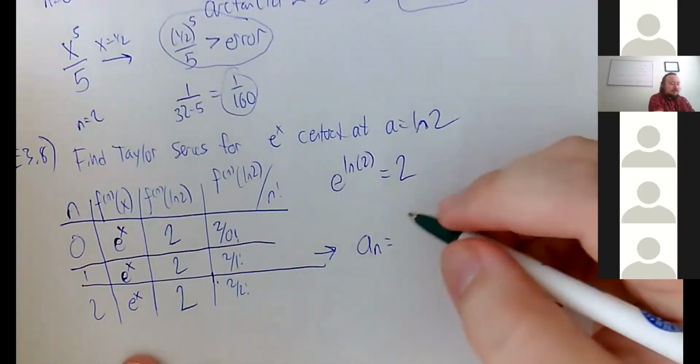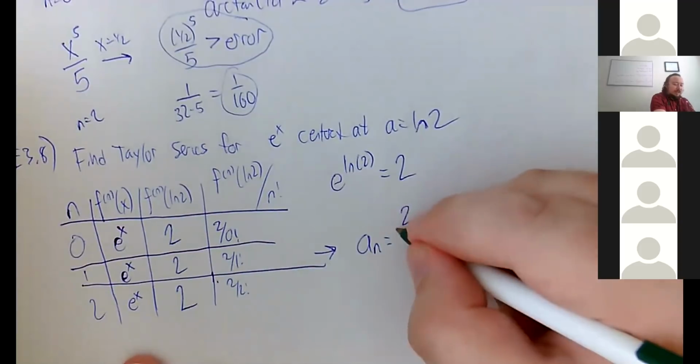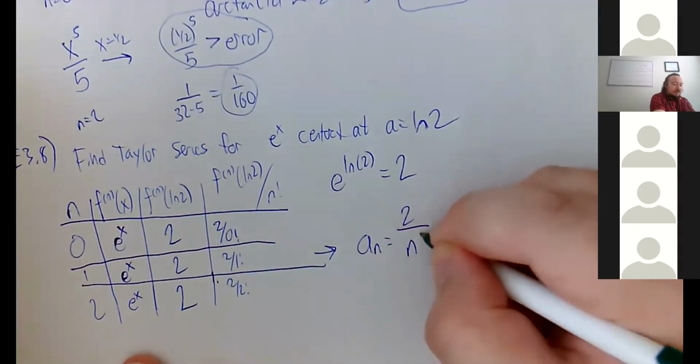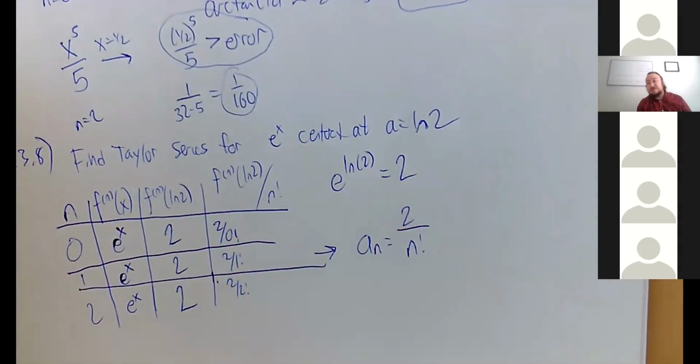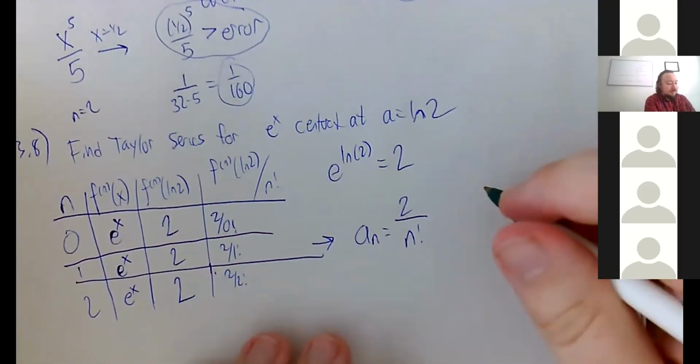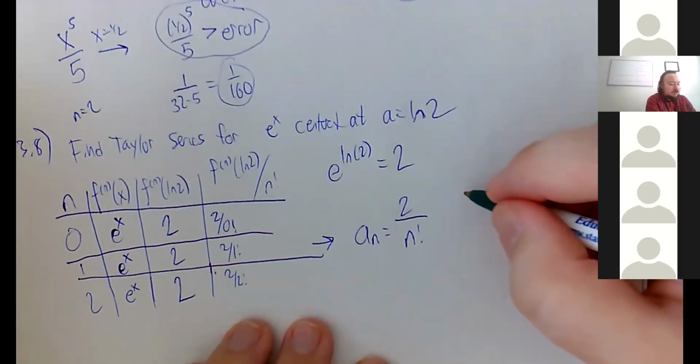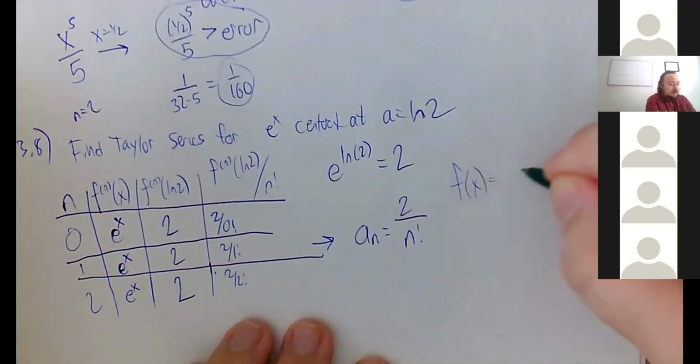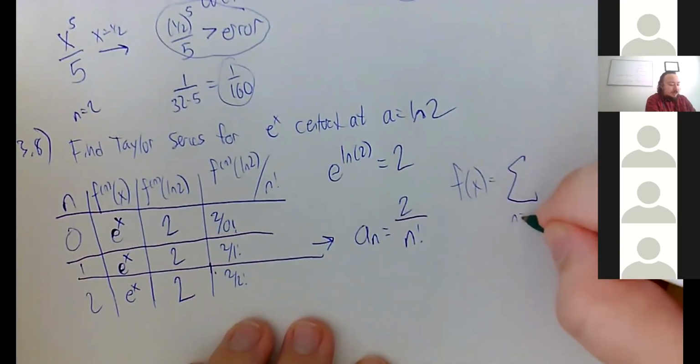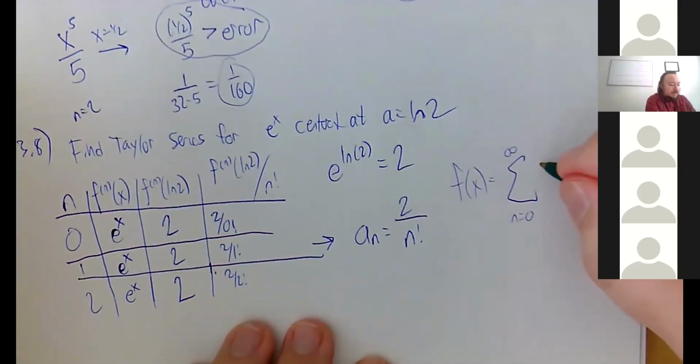So naturally, I think that we could see our a_n pretty clearly. It's just going to be 2 divided by n factorial. That's going to be our a sub n here. Now remember, this goes next to our coefficient of x. So this will be the sum from 0 to infinity of 2 over n factorial.